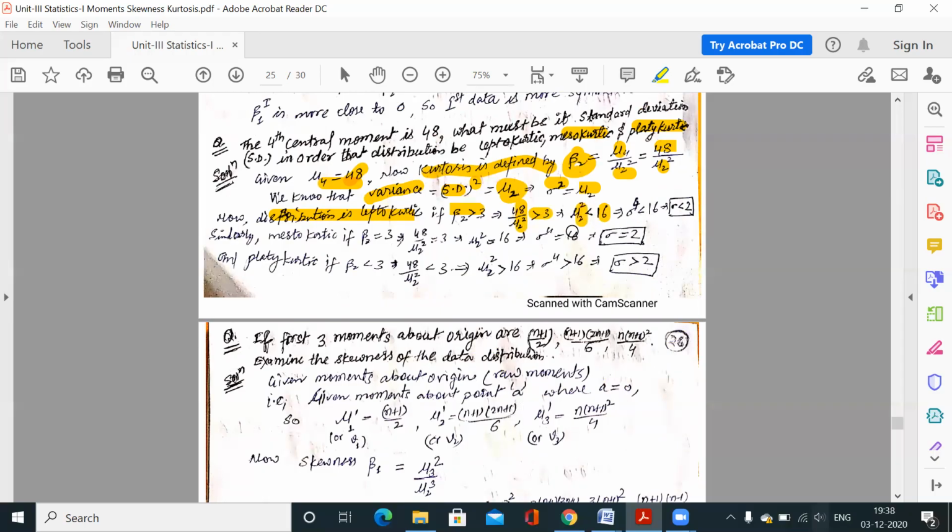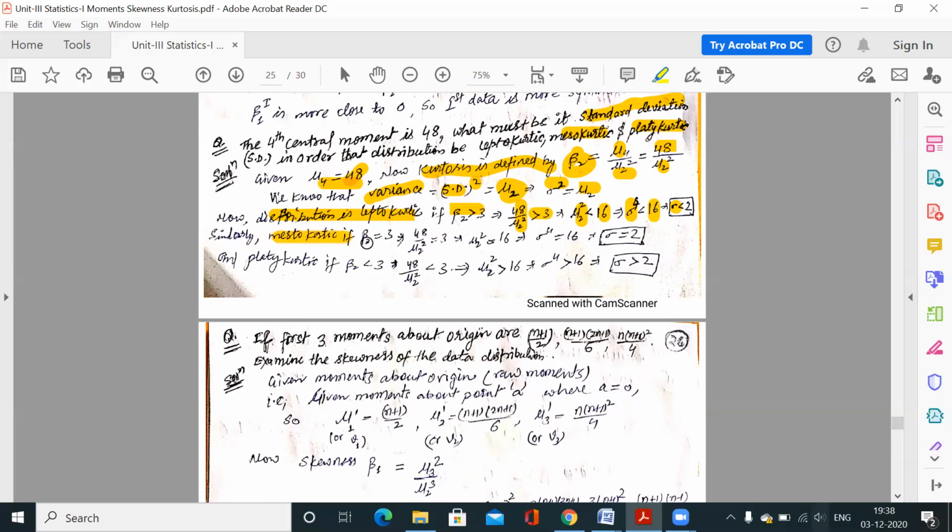mu2 squared. Because mu2 represents the variance, but we have to decide the standard deviation, I'm converting this in terms of standard deviation. So mu2 is sigma square, and mu2 square would be sigma square whole square. So sigma to the power 4 is less than 16 when sigma is less than 2. So the standard deviation must be less than 2 when the distribution is leptokurtic.